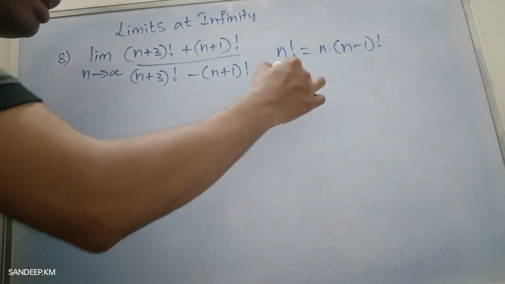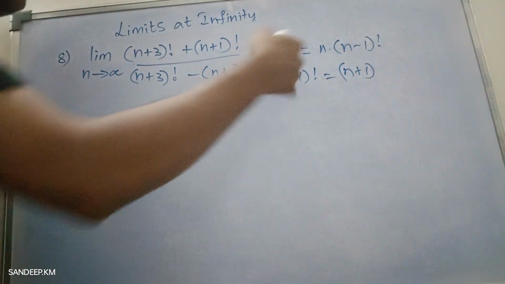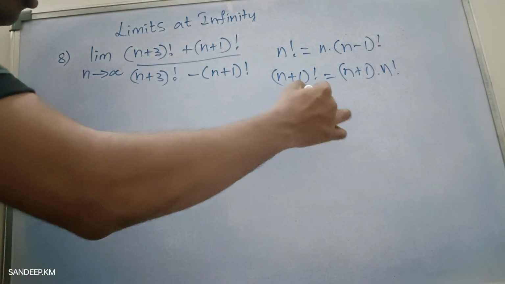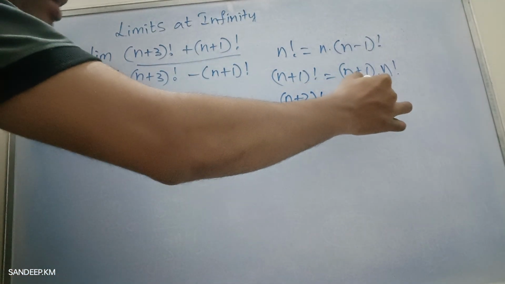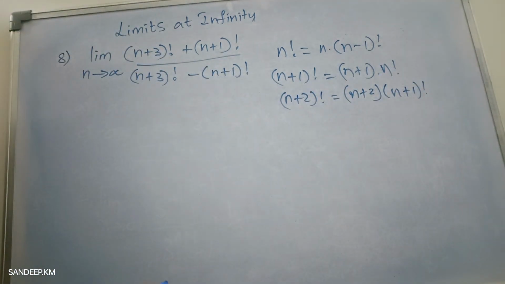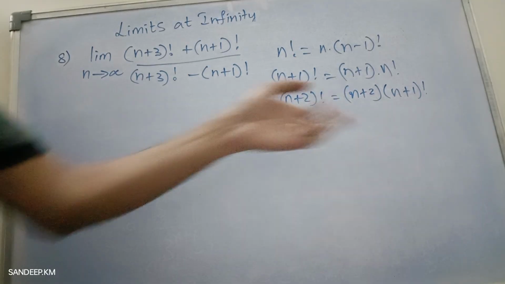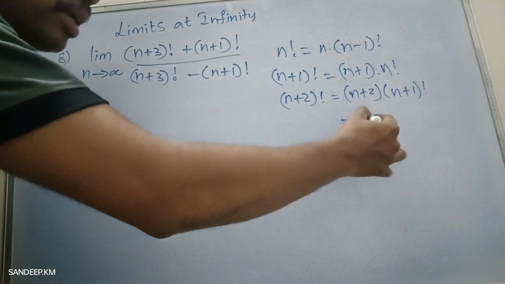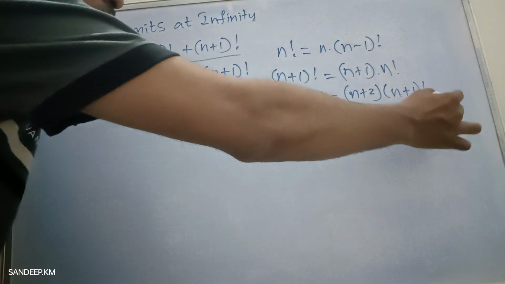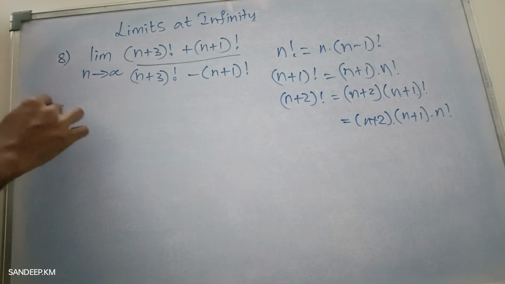Okay now, similarly if you have (n plus 1)!, I can write it as (n plus 1) into its junior, that means n!. I can write (n plus 2)! as what? (n plus 2) into its junior, which means (n plus 1)!. The integer just lesser than n plus 2 is n plus 1. And observe one thing, (n plus 1)! I can write as (n plus 1) into n!. Correct or not? We'll use the same concept while solving this question.